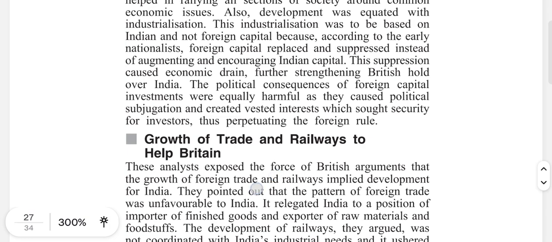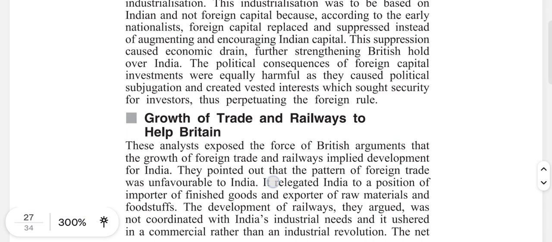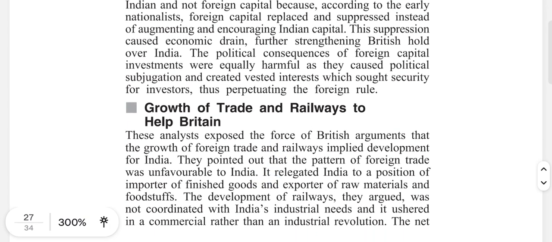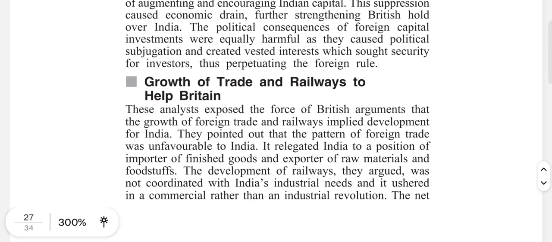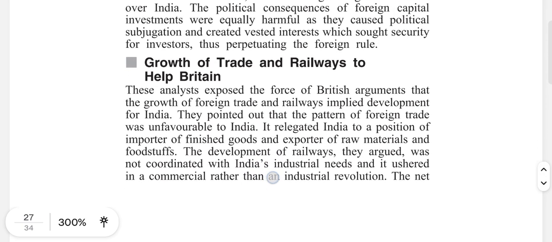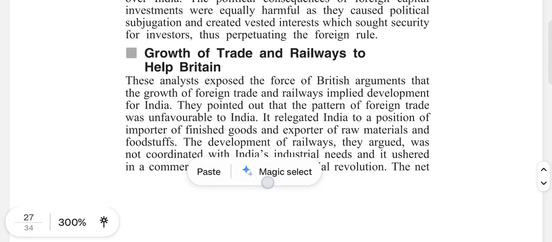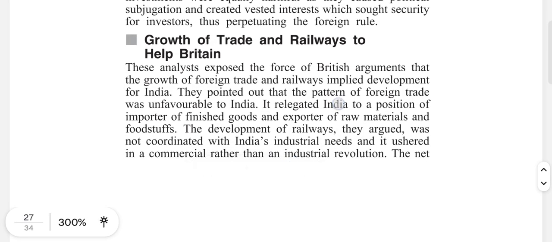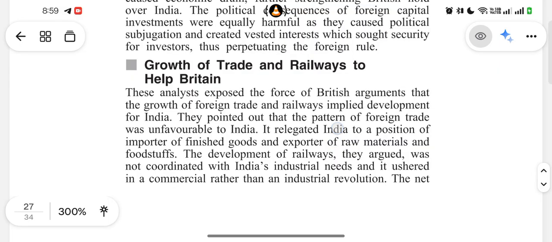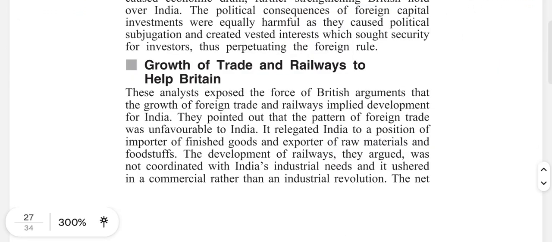This industrialization was to be based on Indian and not foreign capital, because, according to the early nationalists, foreign capital replaced and suppressed instead of augmenting and encouraging Indian capital. This suppression caused economic drain, further strengthening British hold over India. The political consequences of foreign capital investments were equally harmful, as they caused political subjugation and created vested interests, which sought security for investors, thus perpetuating the foreign rule.